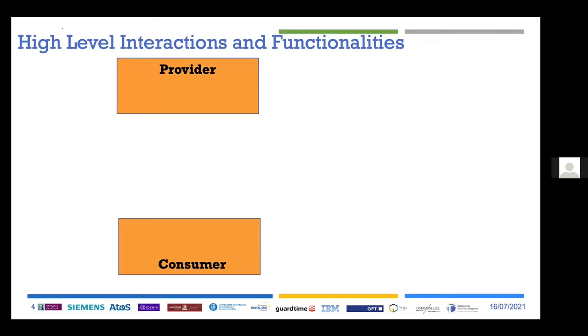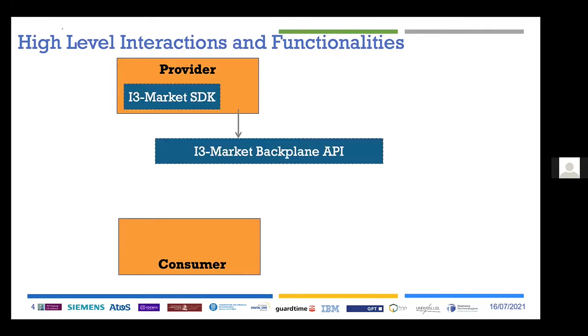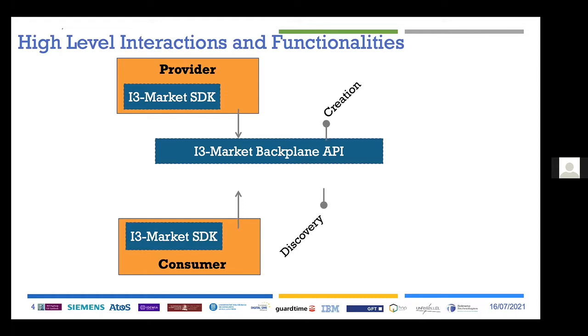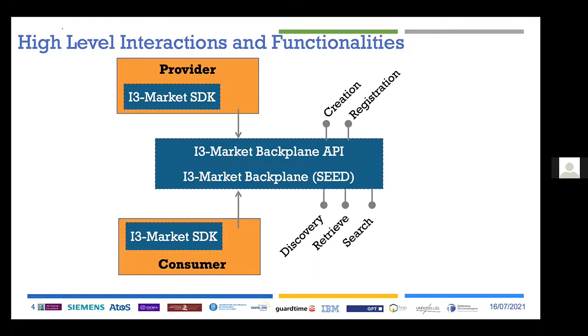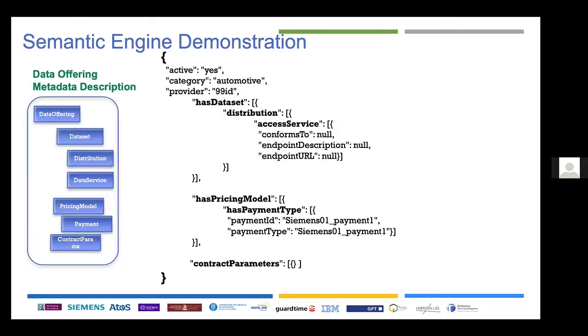In the I3 market, there will be different stakeholders like provider and consumer that will be using different APIs for discovery and creation of data, registration of data, retrieving of data, and searching of data. For that purpose, they will be using the backplane API, which is integrated with the semantic engine. Here is a simple example of a data offering, which consists of dataset, distribution, data services, pricing model, payment, and contractual parameters.